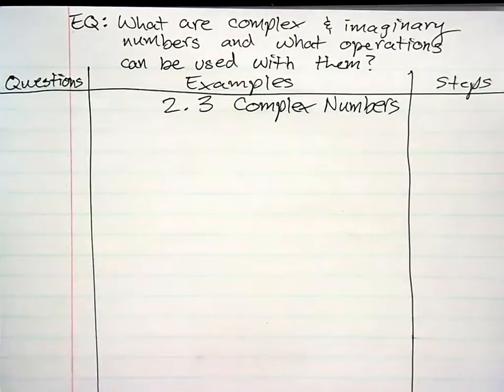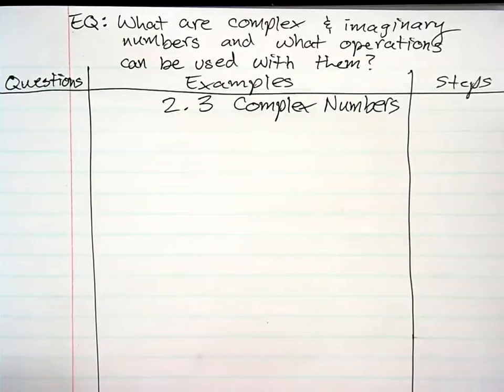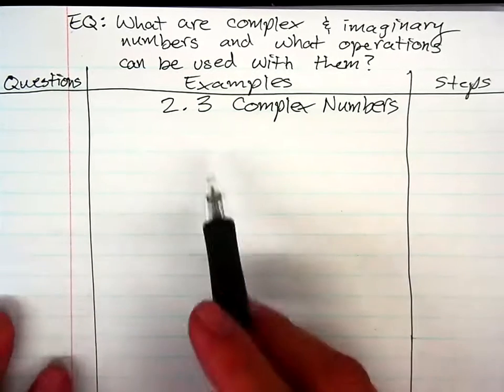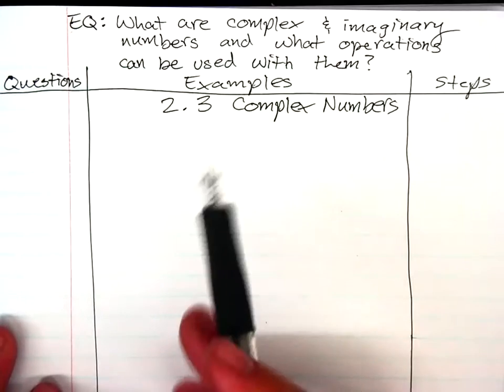Hi everyone, welcome back. We're going to be starting 2.3, complex numbers. The essential question for today is, what are complex and imaginary numbers and what operations can be used with them? So the content that we're learning today isn't really that difficult, it's just a little more abstract in a way, because we're going to be working with, for the first time ever, imaginary numbers.